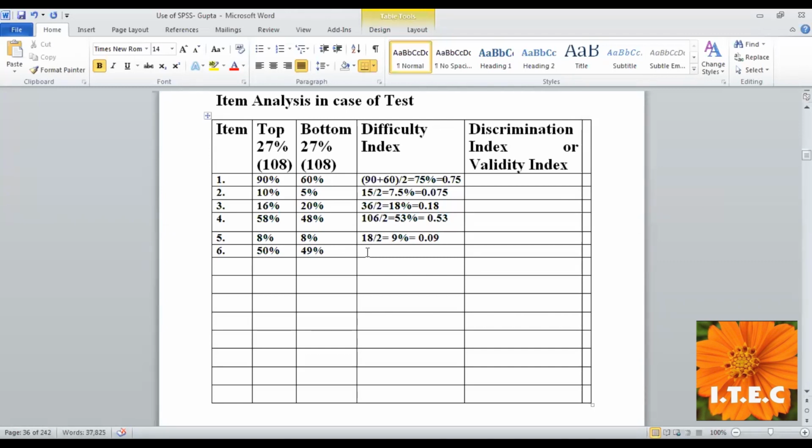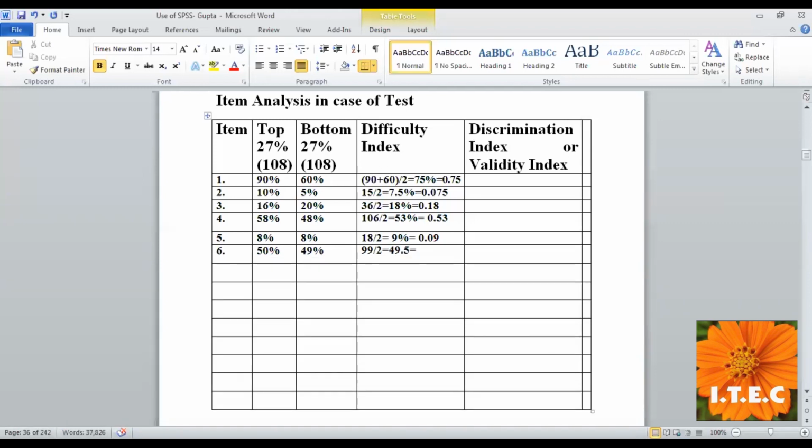And this is 99. It is 99 divided by 2, so it is to be divided by 2 and will be 49.5%. And this becomes 0.495. So this is how you can calculate the difficulty index.